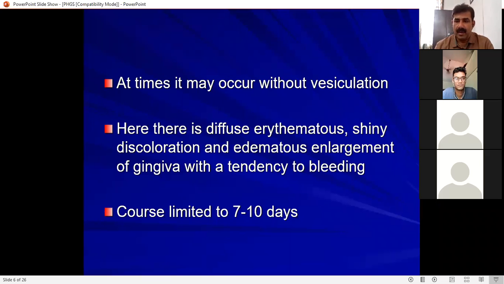Right. So if it is occurring without vesiculation, basically the gingiva becomes red and edematous with the tendency for bleeding. And whether you treat the lesion or you don't treat the lesion, the course of the lesion is about 7 to 10 days. After 7 to 10 days, it automatically regresses. That is what you usually see, as in most viral infections, it may act over a period of time, then it regresses.